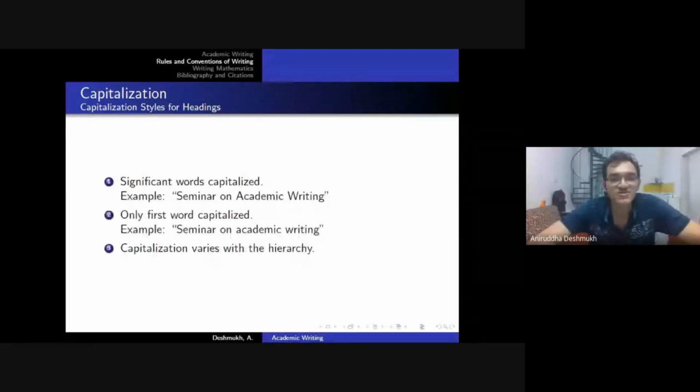The second thing which you can do is what you have learned in basic English, that always capitalize the first word and everything that follows is not capitalized. And the third style is that depending on the hierarchy, whether you are writing the title of a chapter, a section, a subsection, or a sub-subsection, you can change the style. So usually what many people do is they keep all caps in the chapter, then only the first word capitalized in the section, and in the subsections the second style follows, that only the first word is capitalized.